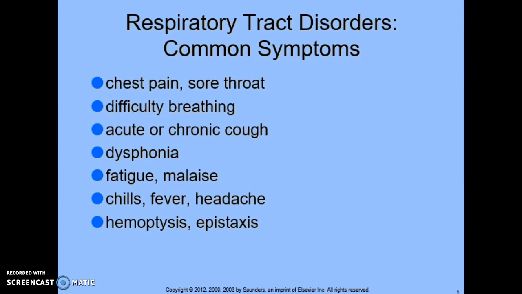Some common symptoms would be chest pain, sore throat, difficulty breathing, acute or chronic cough, dysphonia, fatigue, malaise, chills, fever, headache, hemoptysis, and epistaxis. So how do respiratory tract disorders produce these symptoms? When pulmonary disease occurs, the secretions collect and form excess mucus, which then results in difficult breathing and the symptoms listed above, and not all symptoms, but many of the symptoms.